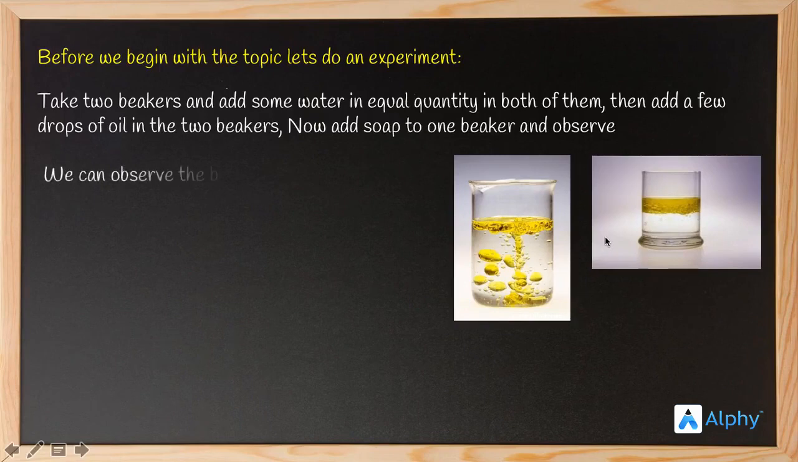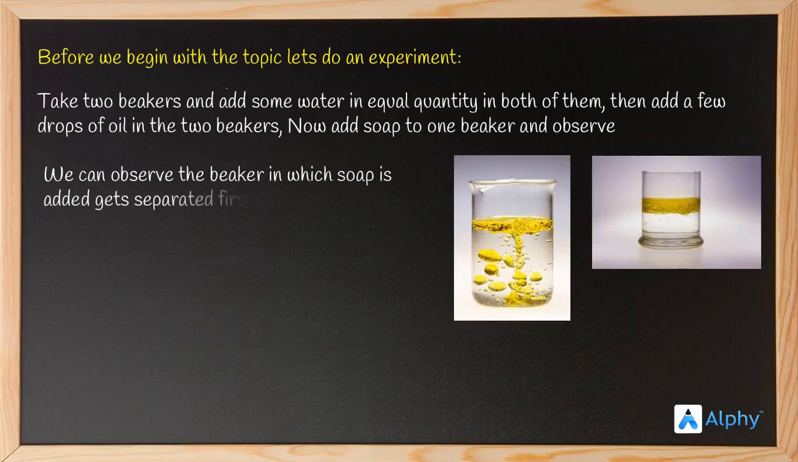So we can observe the beaker in which soap is added gets separated first. So this beaker is added with soap, hence there is easy separation. We can see oil is separated from water. We can see two different layers. While in this beaker, we can see water and oil are somewhat mixed with each other. Like there are no two separate layers found.